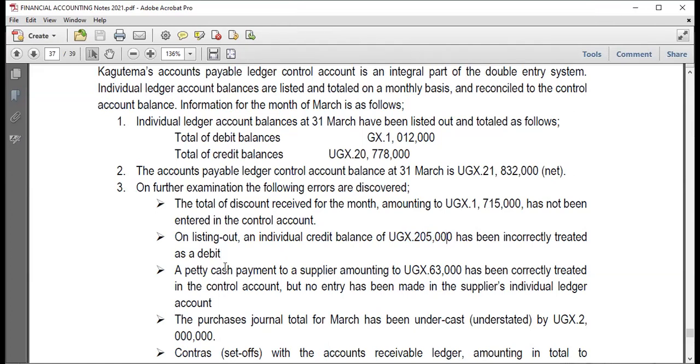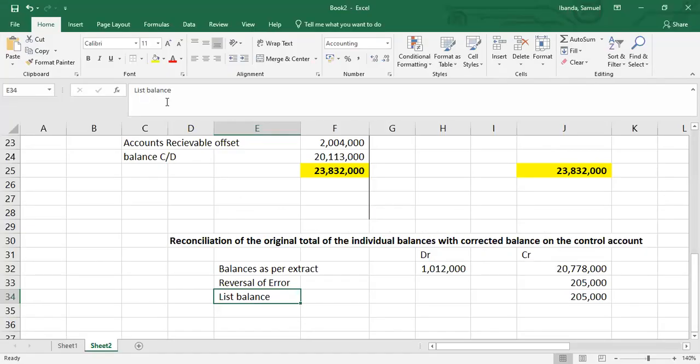And then the other credit is to now include it within the credit side, or listing it. So that is what we basically have there. Just include the words list credit balance. So that is how we are correcting that error. And that error, we didn't correct it in the control account because it didn't relate to the control account. But we should be able to correct it here.